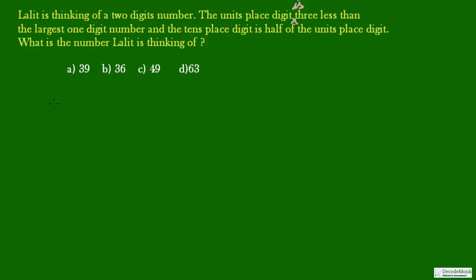To solve such type of questions, you should go line by line and follow a stepwise manner. First, take the first statement. It says Lalit is thinking of a two digits number. So by two digits number, we can infer that the number is going to have two places: ones, also called units place digit, and a tens place digit. Now let us go to the next line.